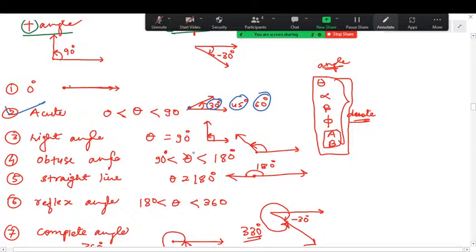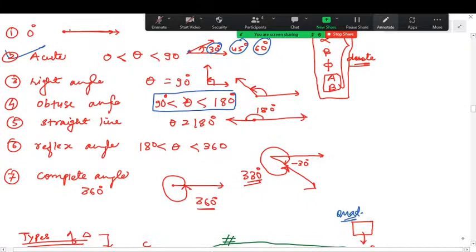angle. An angle lying between 90 and 180 is known as an obtuse angle. And an angle that is exactly 180, equal to 2 right angles, is also known as a straight angle. And if an angle is lying between 180 and 360, it is going to be a reflex angle. That means a reflex angle lies between 180 and 360.